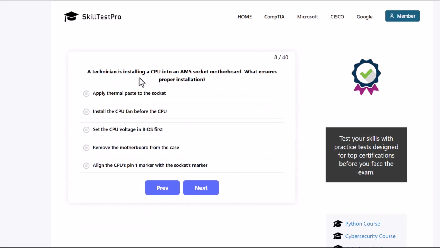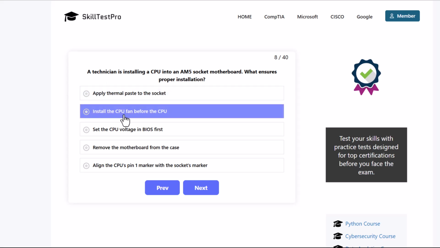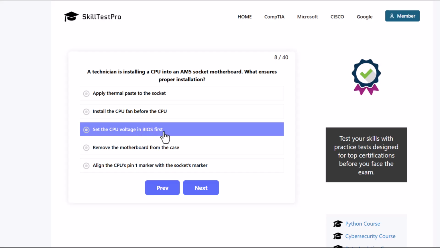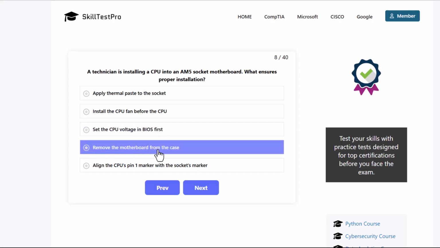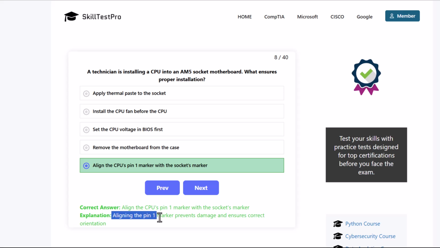A technician is installing a CPU into an AM5 socket motherboard. What ensures proper installation? Apply thermal paste to the socket, install the CPU fan before the CPU, set the CPU voltage in BIOS first, remove the motherboard from the case, or align the CPU's pin 1 marker with the socket's marker. And here the correct answer is align the CPU's pin 1 marker with the socket's marker, as aligning the pin 1 marker prevents damage and ensures correct orientation.